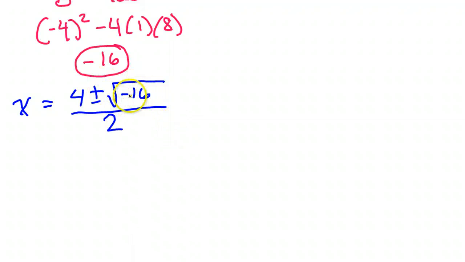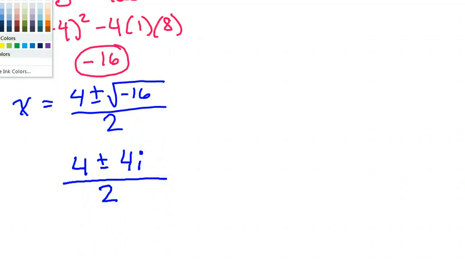Now let's simplify the square root of negative 16. We learned that before. The square root of negative 16 is just going to be 4i. Okay, again, the square root of 16 is 4, and anytime you have a negative under the radical, that's going to become an i. Alright, all over 2.